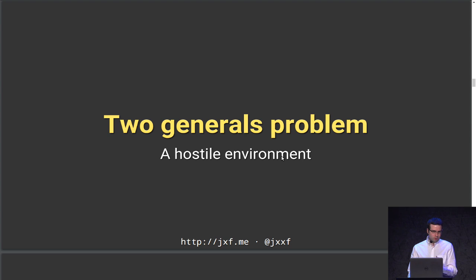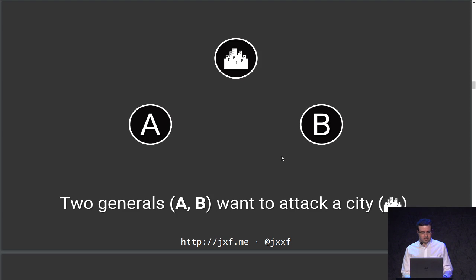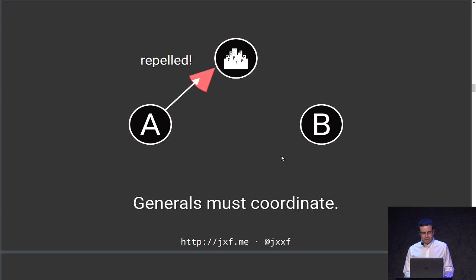And the answer of how do we cope is maybe exemplified by something called the two generals problem. This is a classic academic problem that's been studied in great detail. So the two generals problem works like this. There are two generals, which we'll call A and B, and they want to attack a city. And they need to coordinate their attack, or else the city will repel them. So the city is capable of repelling one, but not both of the generals.